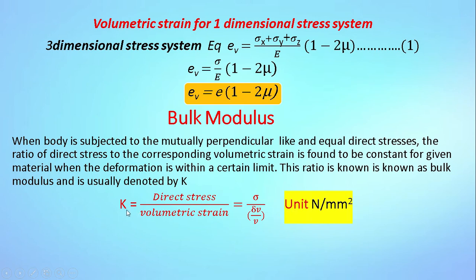Now, unit for bulk modulus. As stress unit is Newton per mm square and strain doesn't have a unit, bulk modulus has unit Newton per mm square.